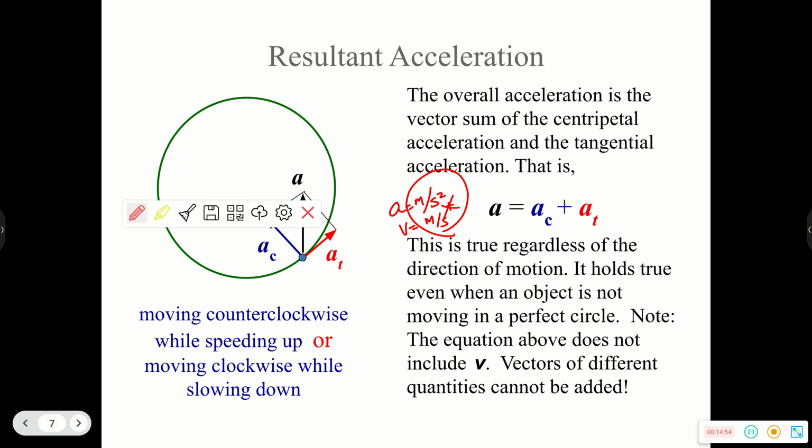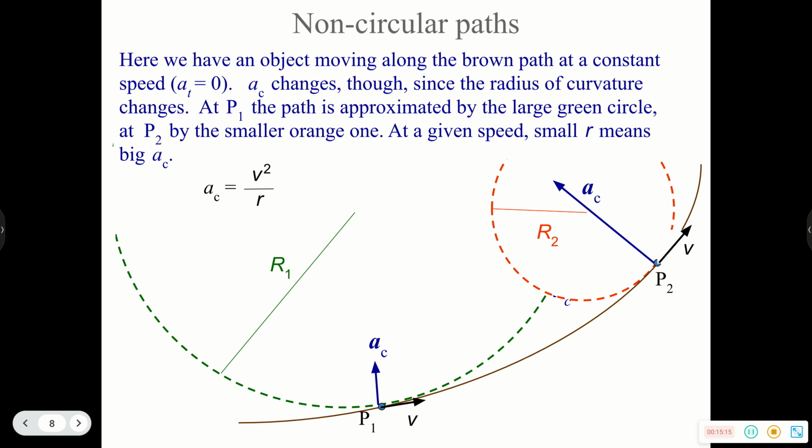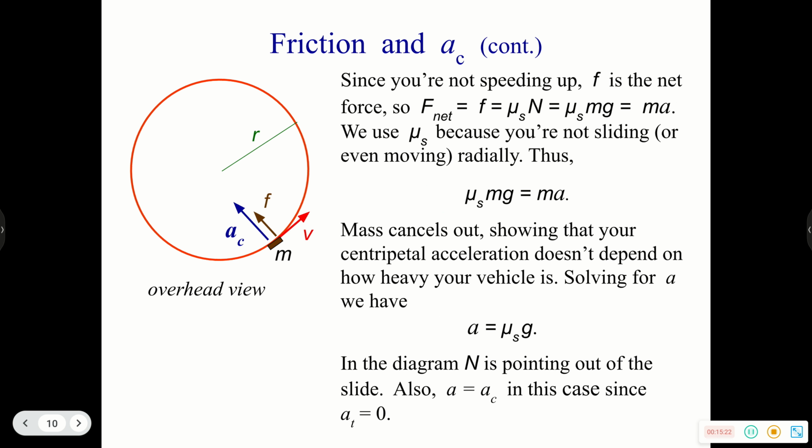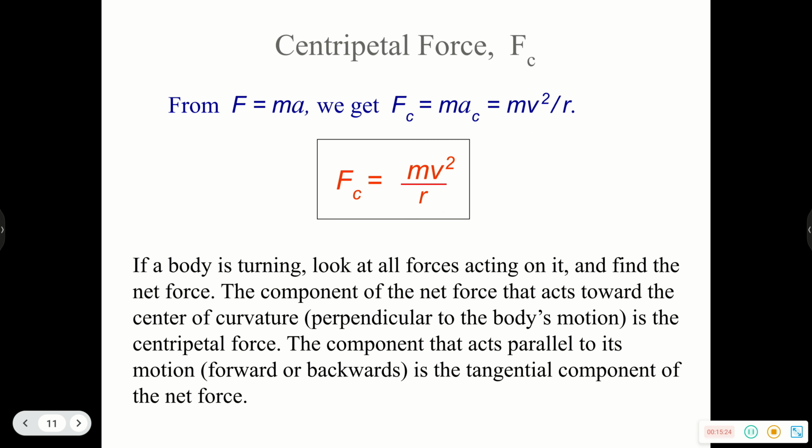So it doesn't matter if the object's moving counterclockwise, if it's speeding up, if it's slowing down, it does not matter. You're going to be able to use this equation across the board. But remember, vectors of different units cannot ever be added. All right, we're not going to do non-circular yet, and we're not going to do friction yet. We'll come back to non-circular and friction later.